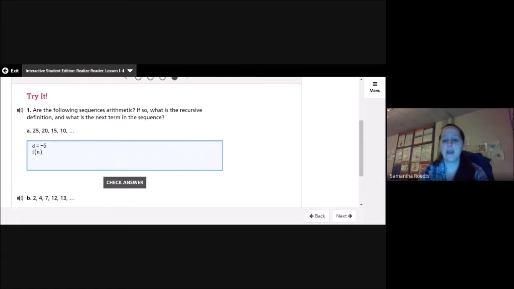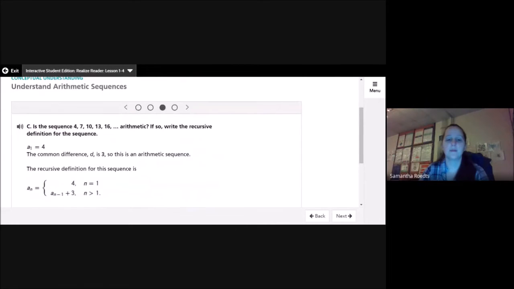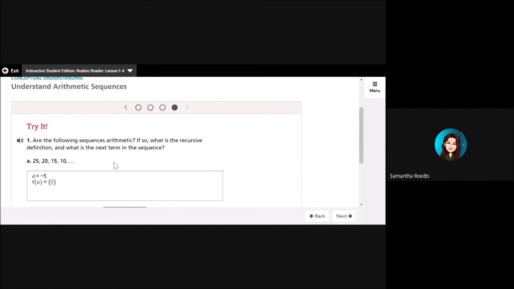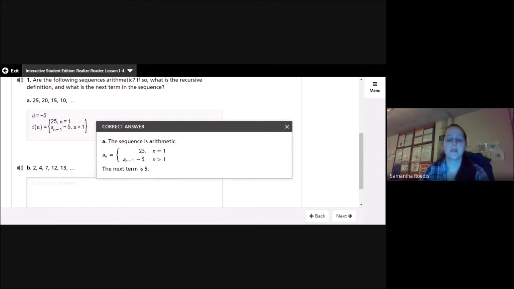So I have a sub n equals, so for this one, remember, a sub 1 equals 4. So for this one, a sub 1 is going to be 25 when n equals 1, and a sub n minus 1 minus 5, so plus a negative 5, when n is greater than 1. And the next term is 5.